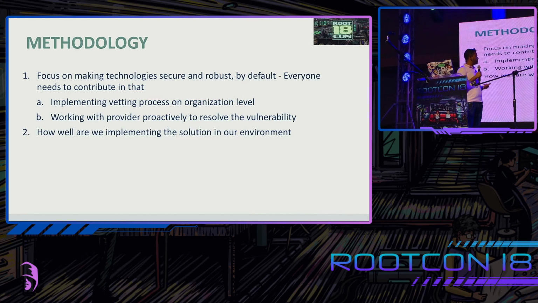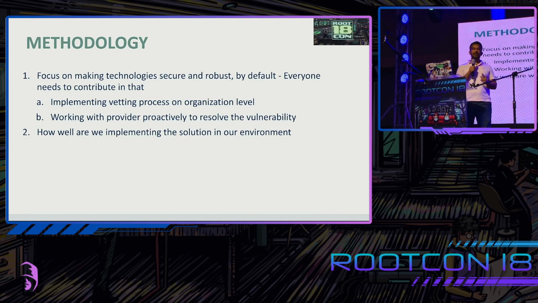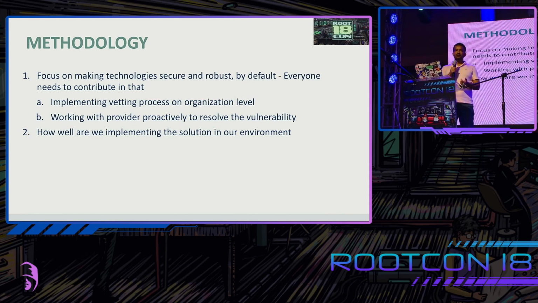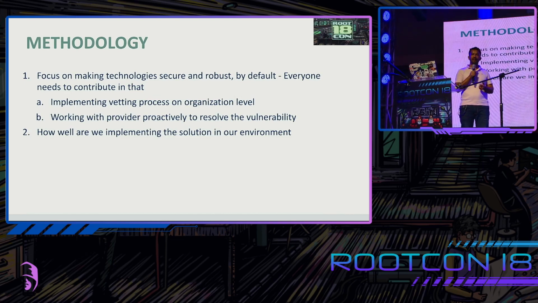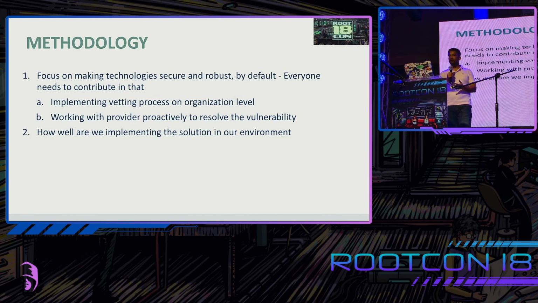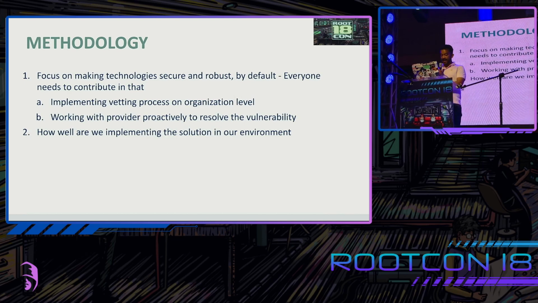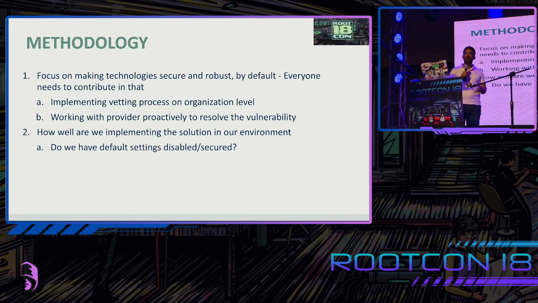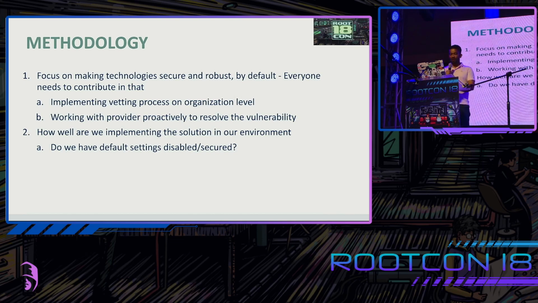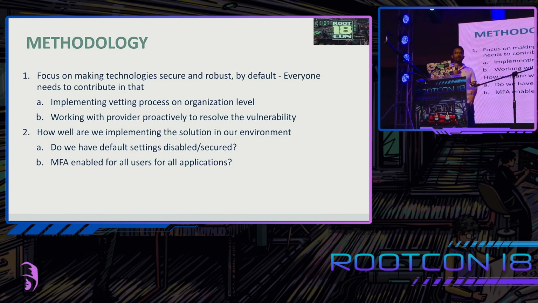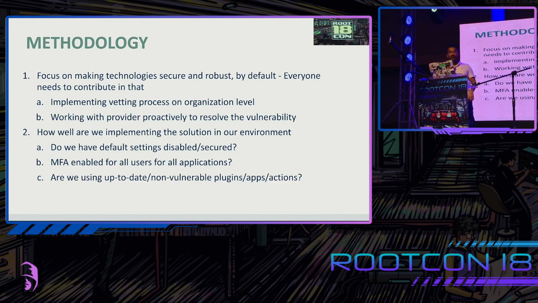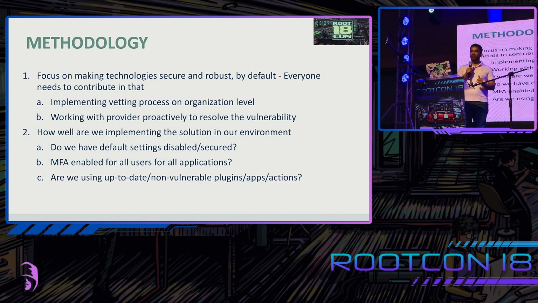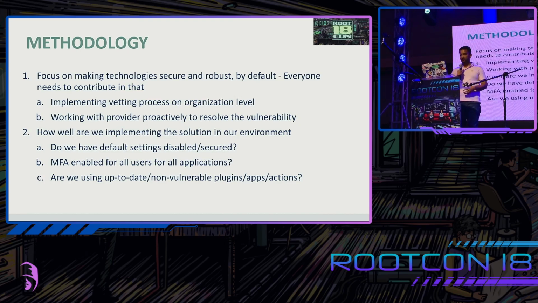The second step in this methodology is the implementation part. Our software provider can make the best secure software, but if we have not configured or implemented it correctly, it's still going to be an insecure product. It could be as trivial as having the default setting disabled or secured, or it could be, do we have MFA enabled for all users, for all applications? And are we using up-to-date or non-vulnerable versions of plugins, actions, apps?